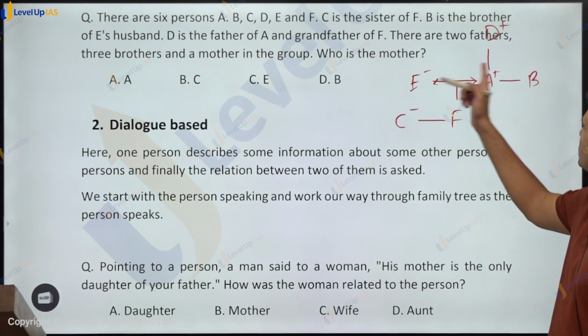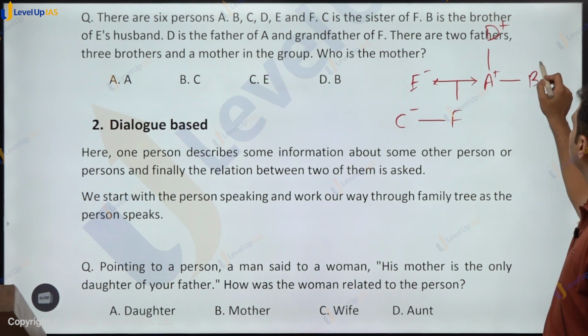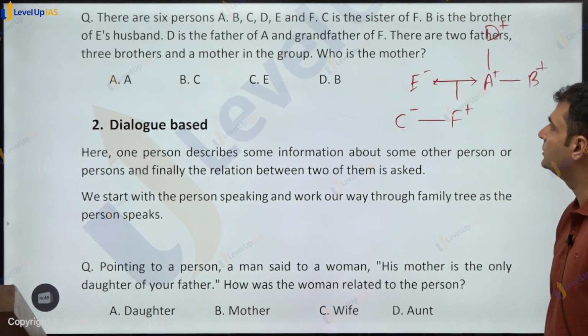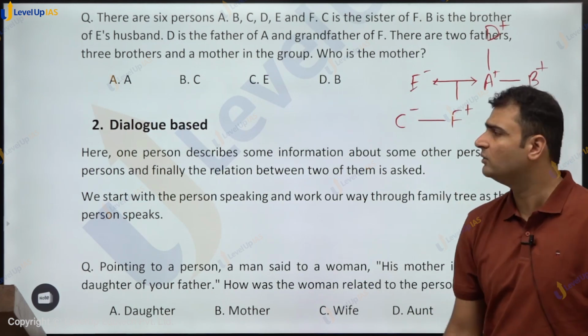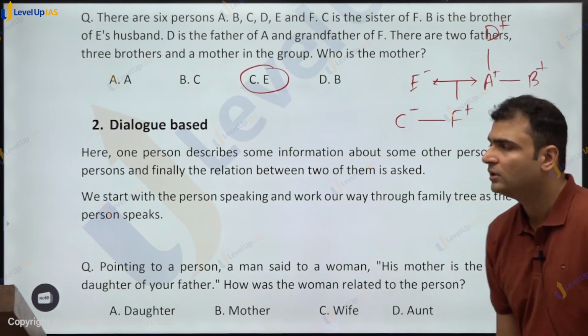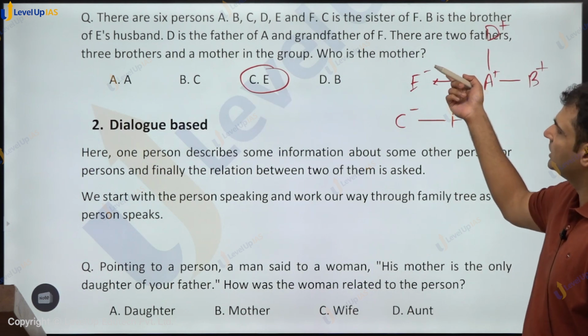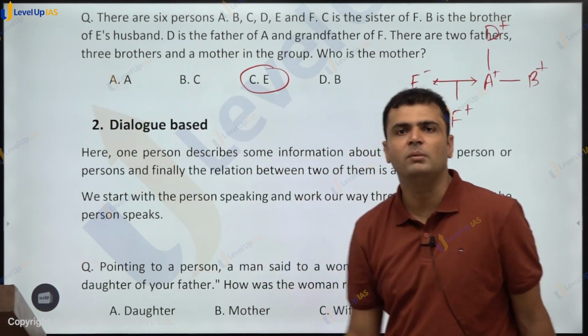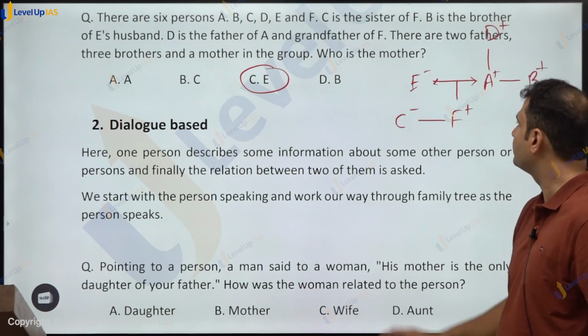And 3 brothers. So one brother is this, one brother is this, he is brother, he is brother, he is also brother. So 3 brothers are there. And a mother. Mother is E. So this is how the family tree will look. Question: who is the mother? Mother is E. Anyway, there is only one female description in the question. B is brother of E's husband, so E is female because she has a husband.